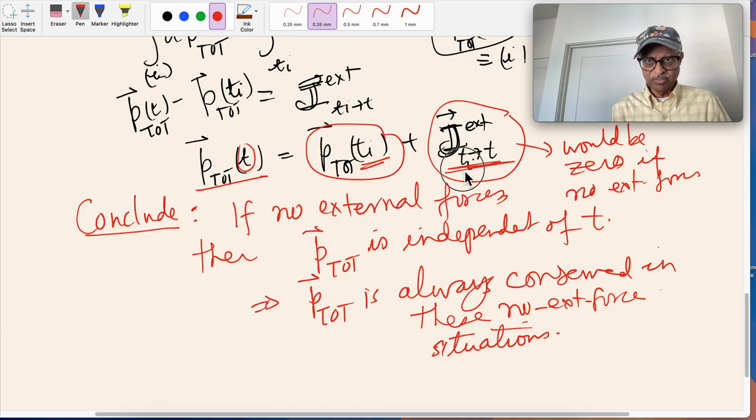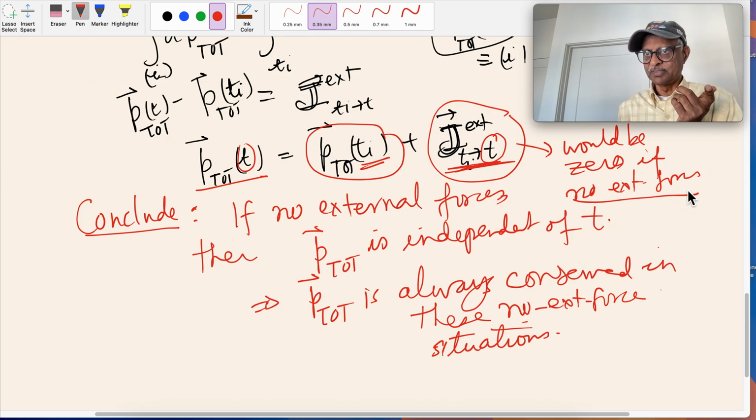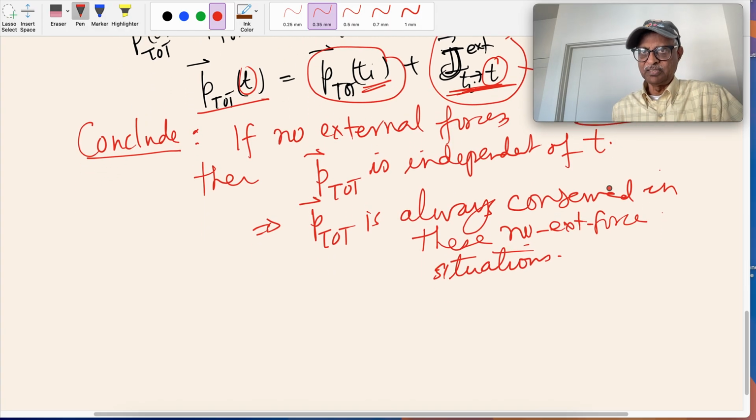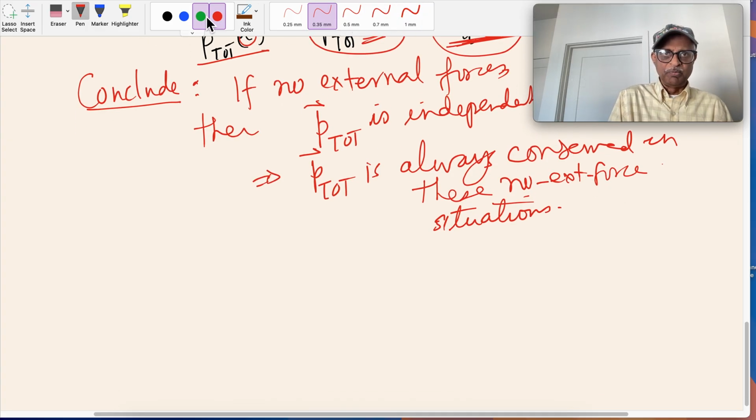Now, if this is 0 for a particular t, it doesn't count, right? It has to be 0 for every t, and the only reason it can be 0 for every t is that there's no external force. So the system is isolated, and isolated systems cannot have a change in momentum.